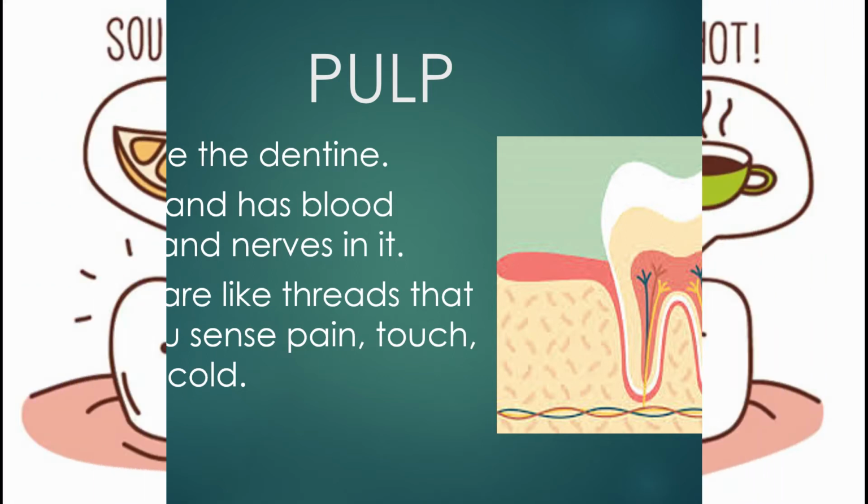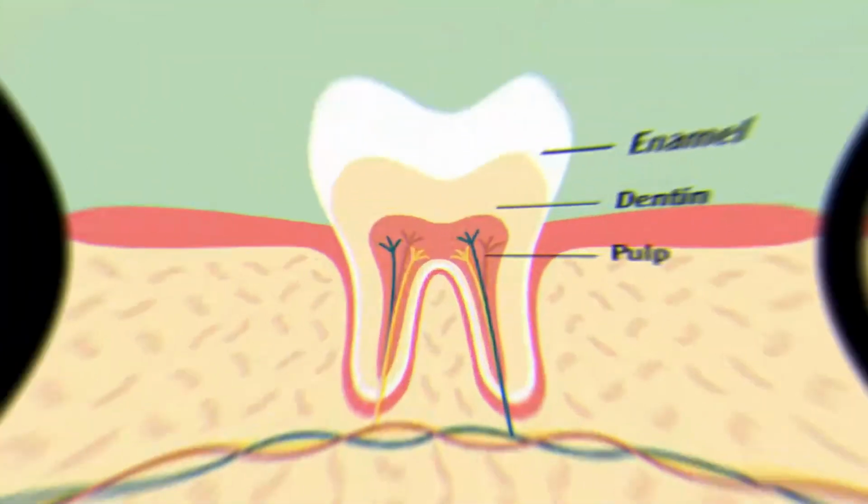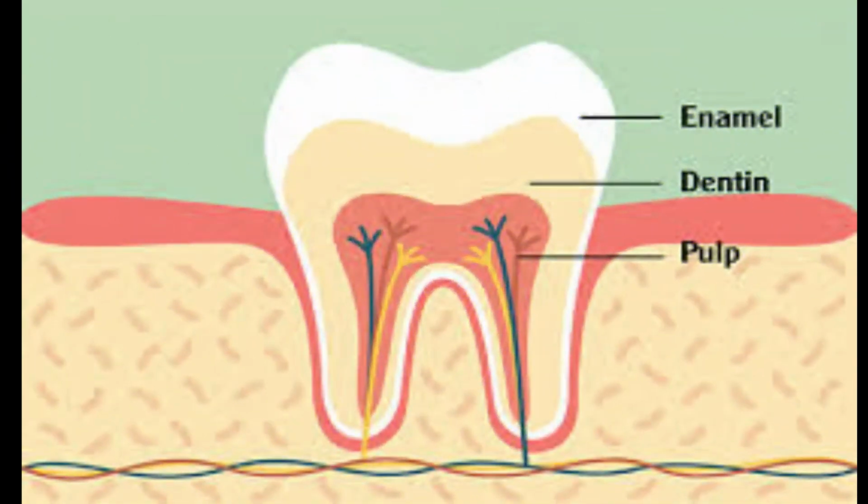That means sometimes when you eat any cold items like ice creams or when you drink hot milk, you may feel a sensitive feeling in your teeth. It is because of the nerves that are present in your teeth. The primary function of the pulp is to form dentine and supply nutrients to the teeth.